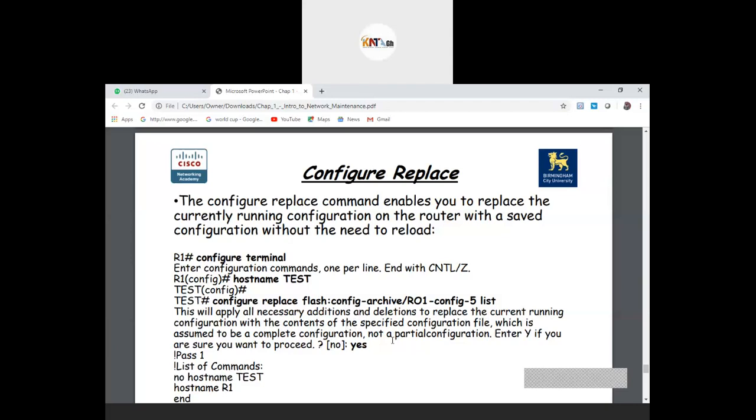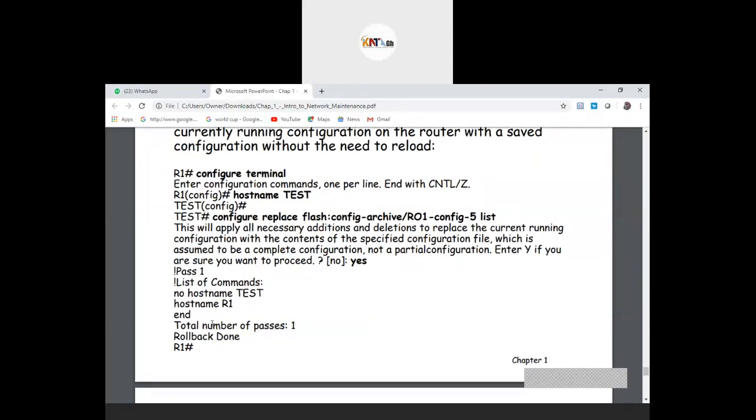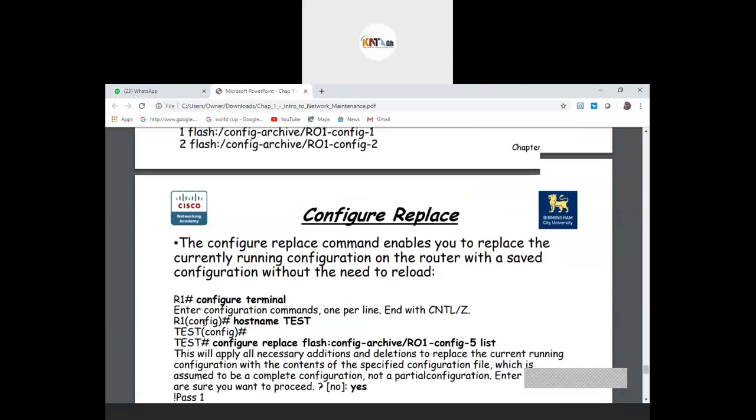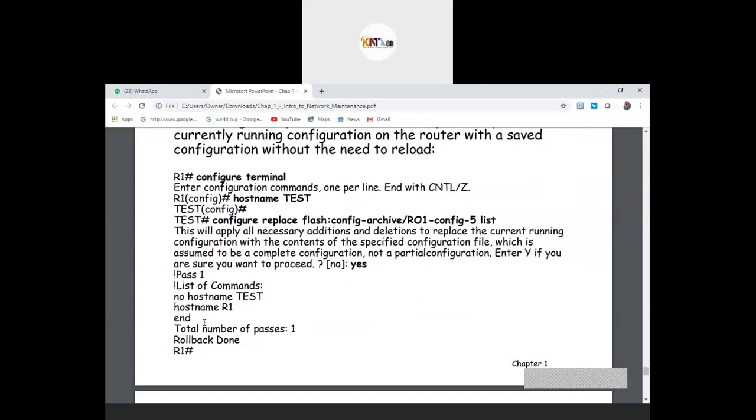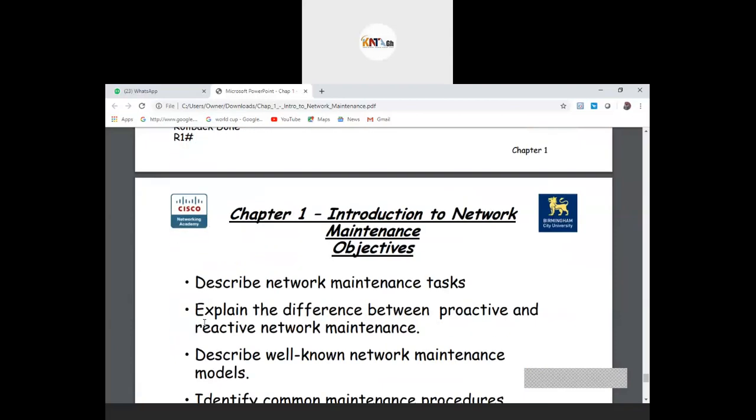Enter yes if you are sure you want to proceed. And when you enter yes, there's a total replacement of configurations.